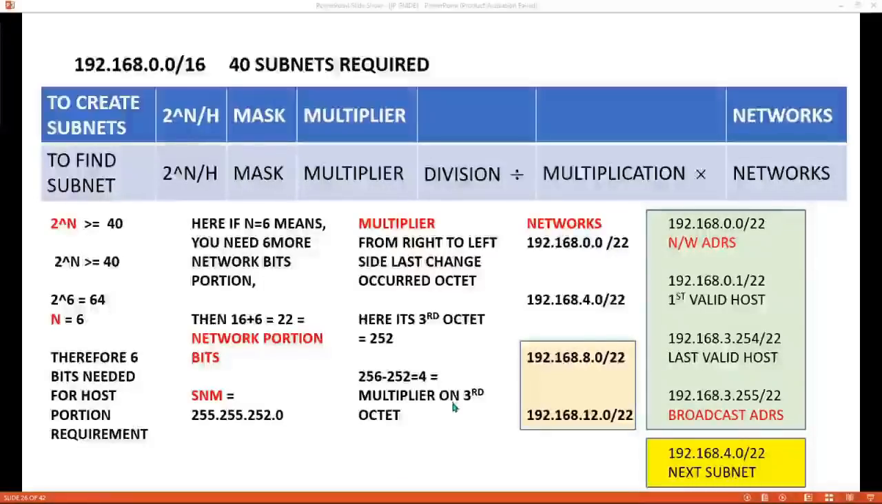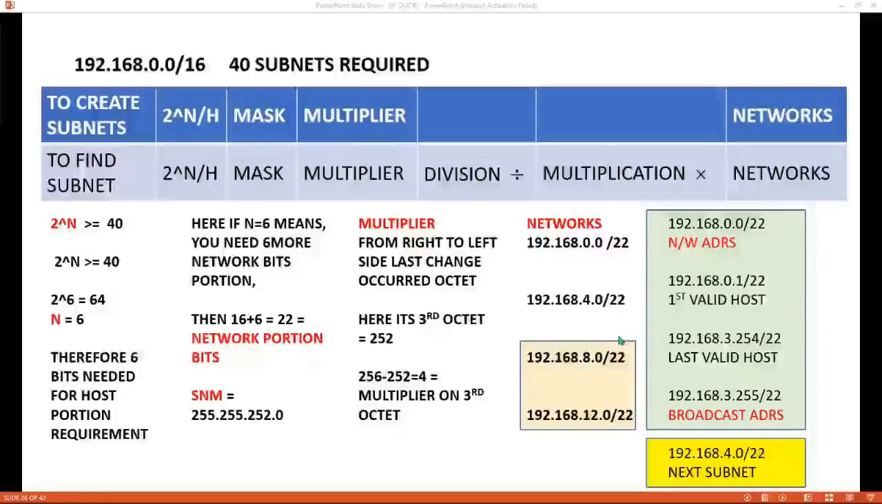You can find the networks by writing 192.168.0.0. Now the subnet mask is /22, so you write /22 here. This is the first network. For the second network, the third octet should increase by 4, so 0 plus 4 is 4.0, and you write /22 again. Likewise, you can write continuously: 192.168.0.0/22, then 192.168.4.0/22, then 192.168.8.0/22, then 192.168.12.0/22. Likewise, you can go.